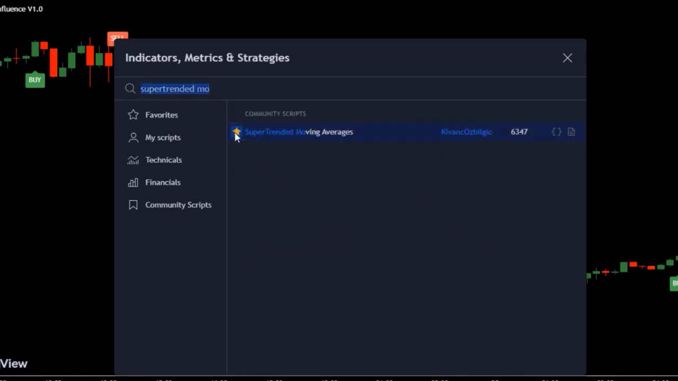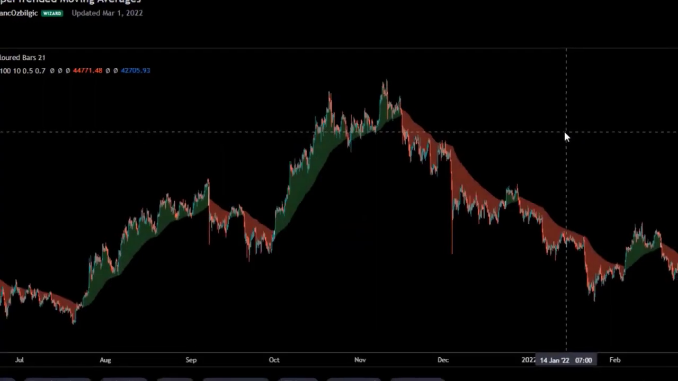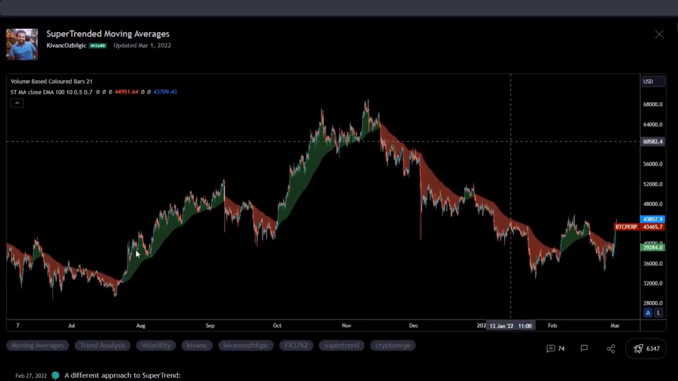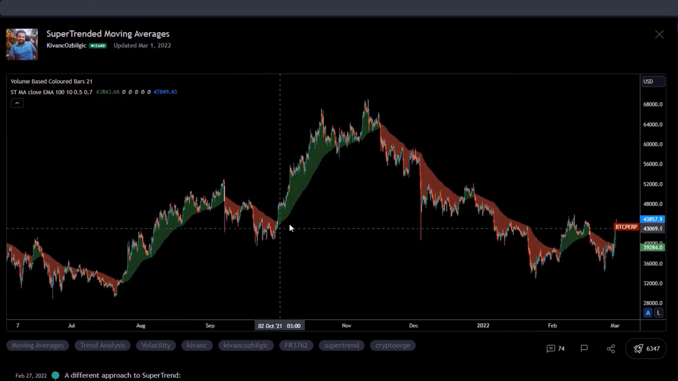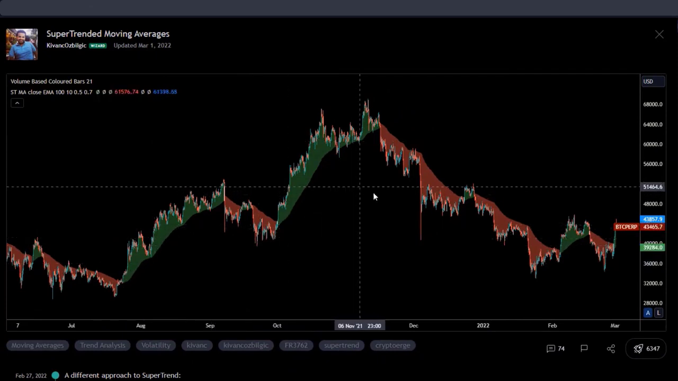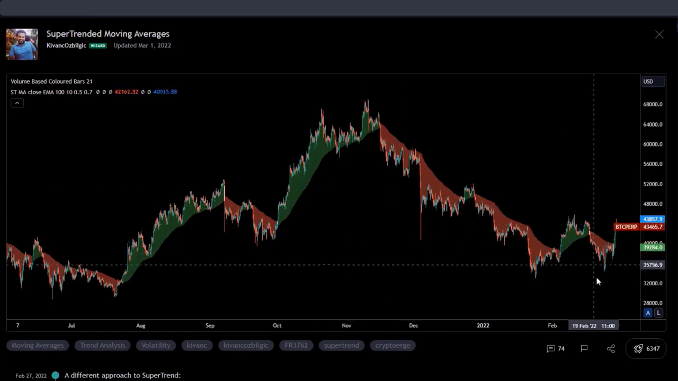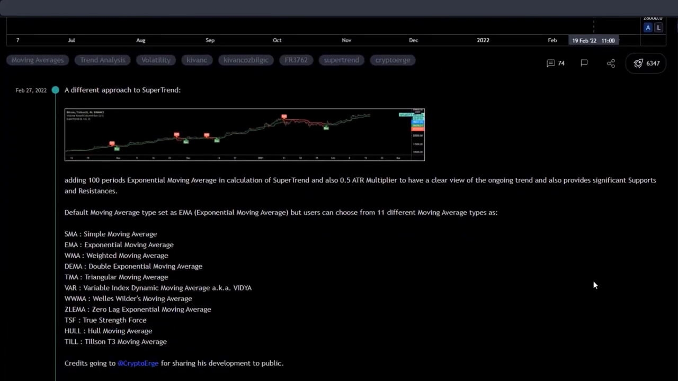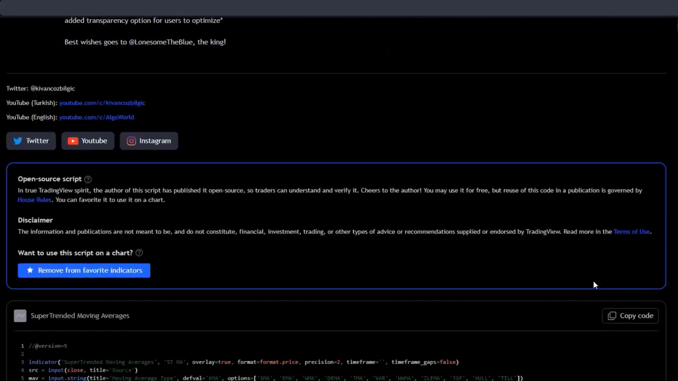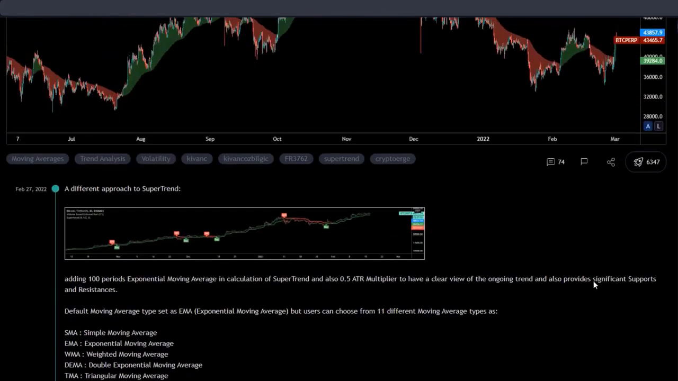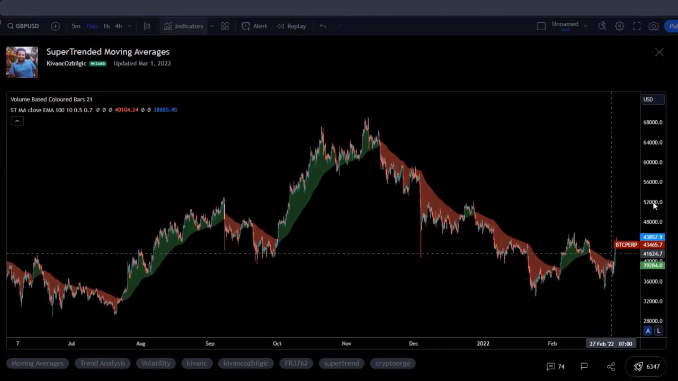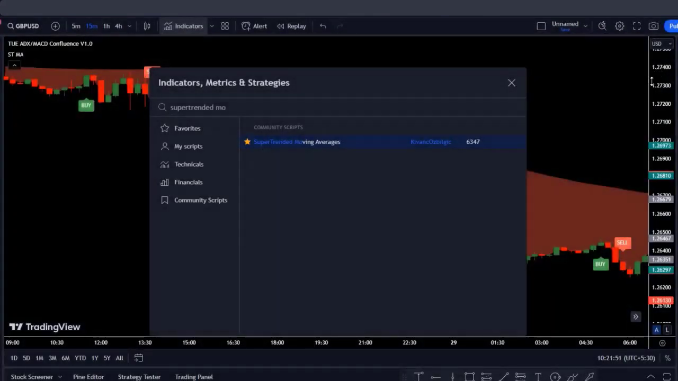The Super Trended Moving Average indicator enhances the traditional super trend by combining a 100-period exponential moving average (EMA) with a 0.5 average true range (ATR) multiplier. It provides a clear view of the ongoing trend and identifies significant support and resistance levels. With the inclusion of the 100-period EMA and ATR multiplier, this indicator improves our understanding of the market dynamics, enabling us to make well-informed trading decisions.